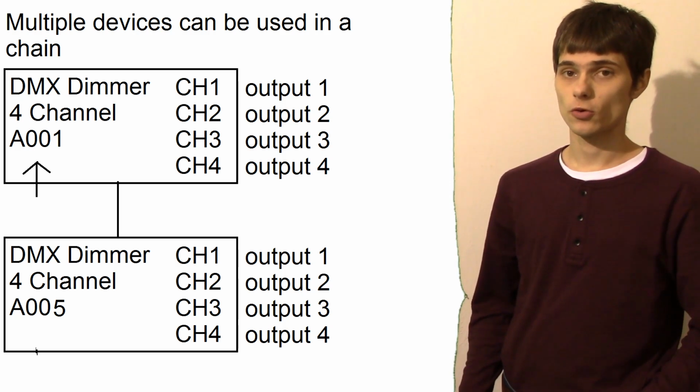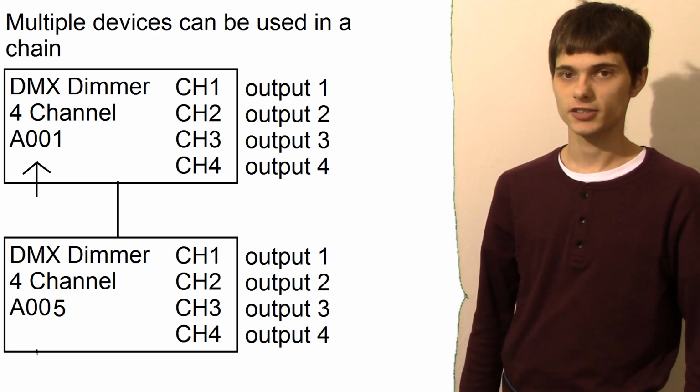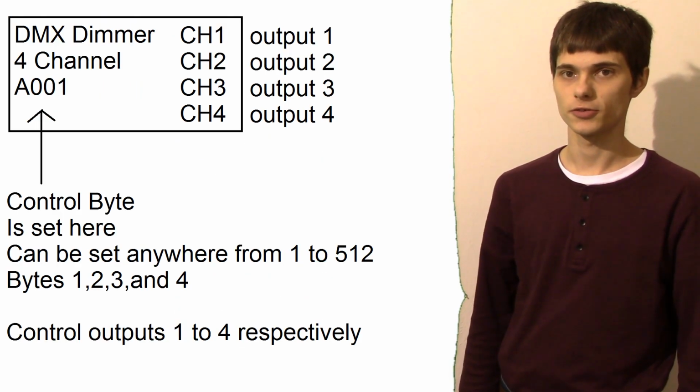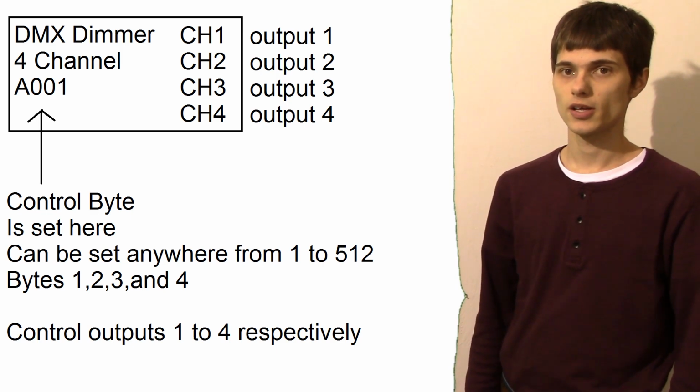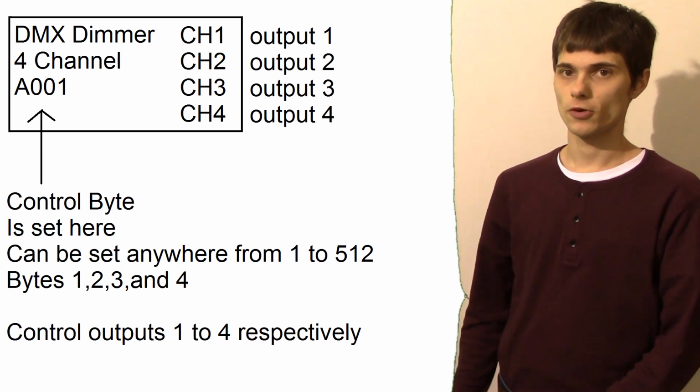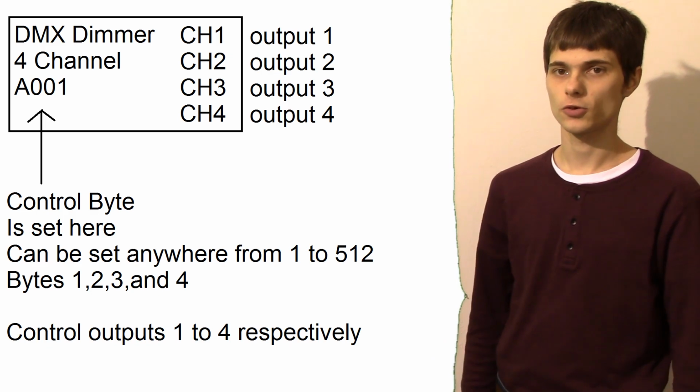Now the dimmers, or any DMX device that you want to use, has to be set to the DMX channel you want it to respond to. The 4-channel dimmer that you just saw was set to respond to channels 1 through 4. So that would be byte 1 to byte 4, and each byte controls a different output.